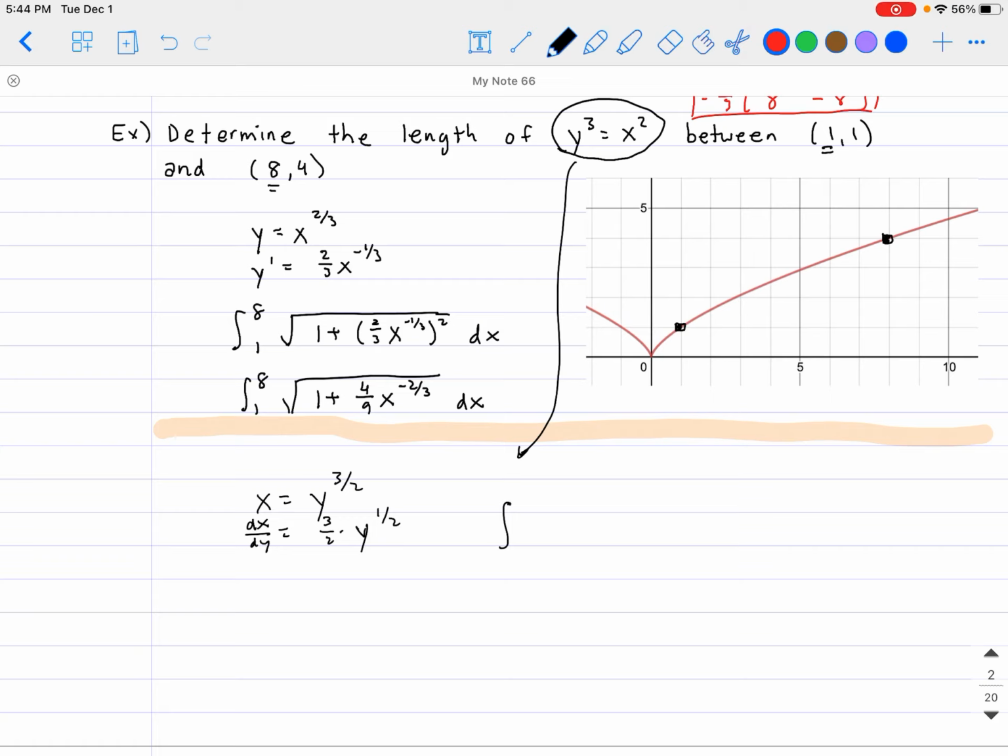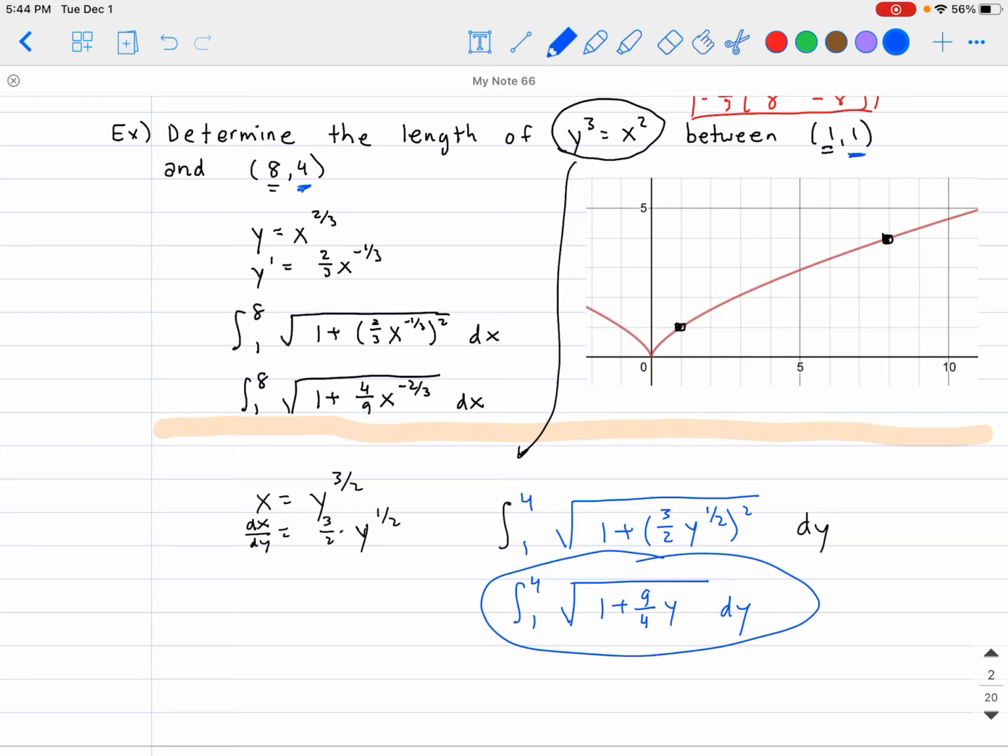So the integral in this case, using dy, is going to be, and be very careful once again, from 1 all the way to 4 because those are the y values. And then we have the square root of 1 plus the derivative with respect to y. So that's going to be 3/2 y raised to the power of 1/2, the whole thing quantity squared. And if we clean it up a little bit more, we have 1 plus 9 over 4 y, and then dy, which is definitely a lot easier to solve because you can use a u substitution.